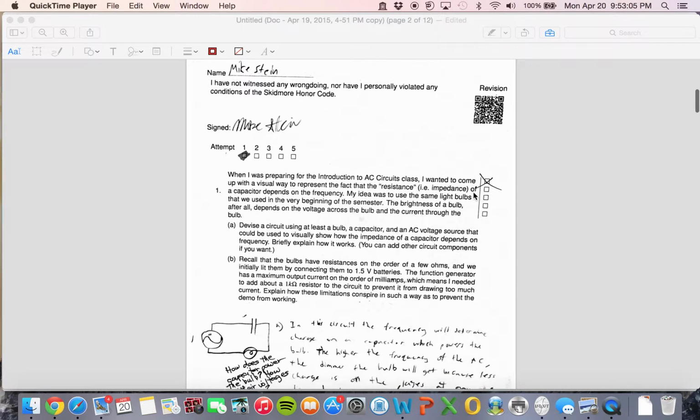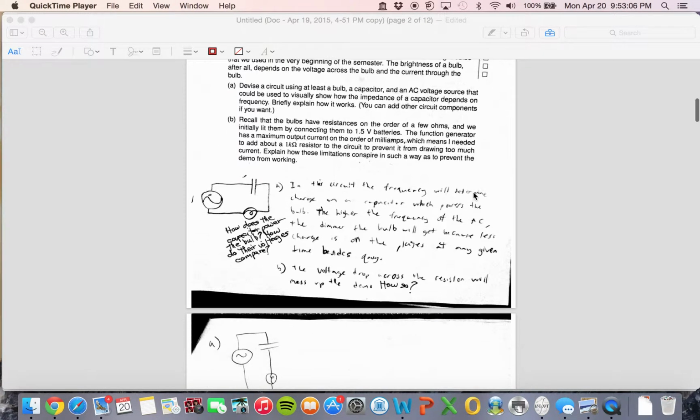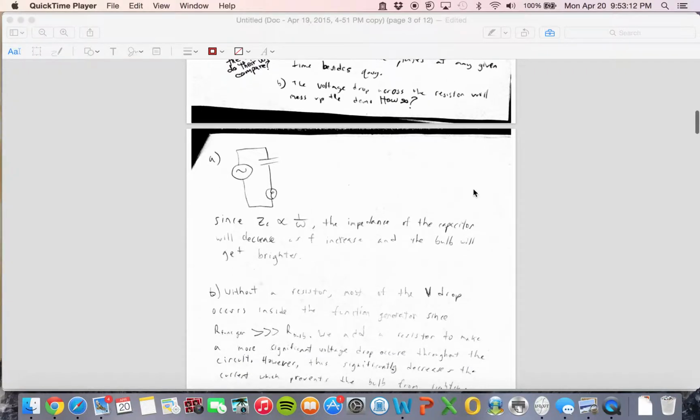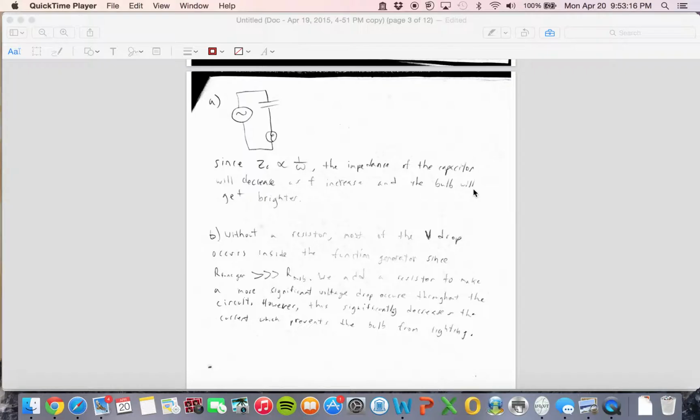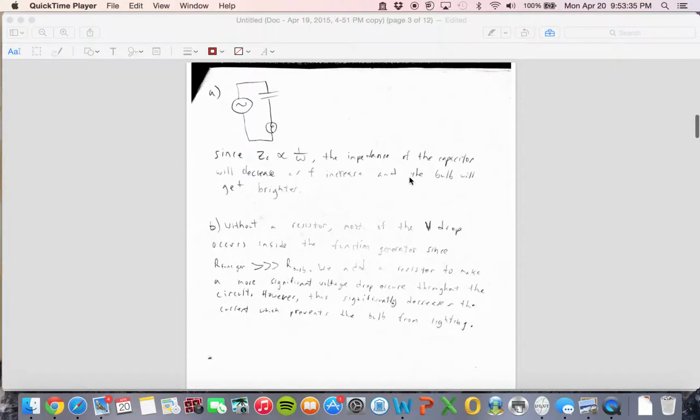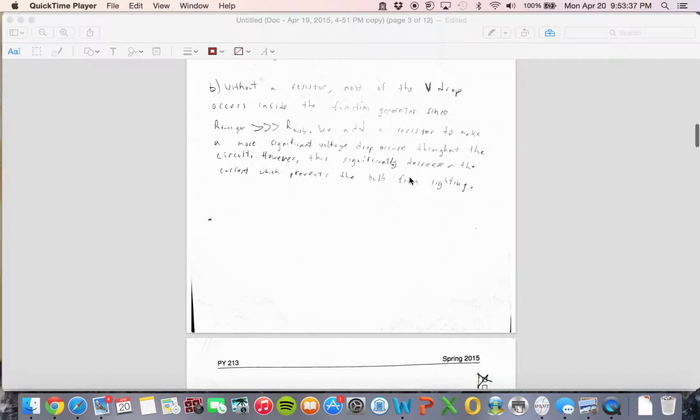In assignment number 13, question number 1, I didn't adequately talk about some of the things I had to talk about, such as these things I'm going to add right here. Since the impedance of the capacitor is proportional to 1 over omega, the angular frequency, the impedance of the capacitor will decrease as the frequency increases, meaning the bulb will get brighter as the impedance decreases, and that's an important relationship to account for.